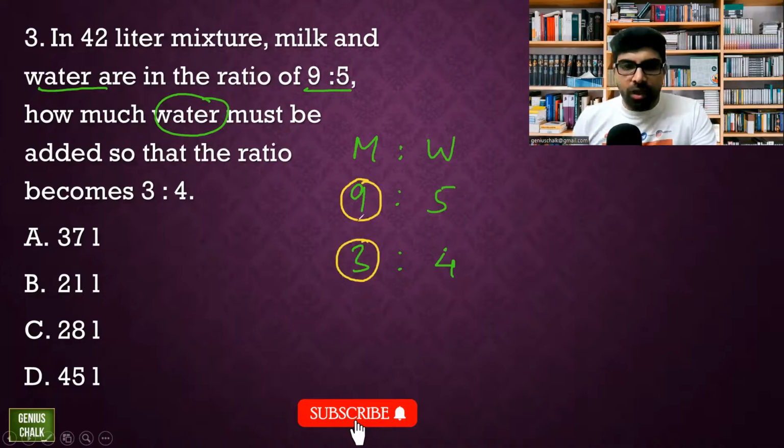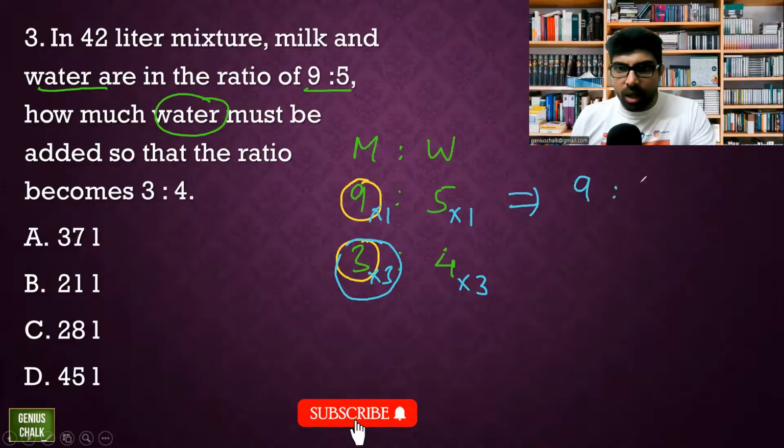So the point is, you have to make this ratio the same. Now how can we make it the same? What we can do, we'll multiply this ratio by 3. If I multiply this by 3, this becomes 9. And because 3 and 4 were both in the ratio, if 3 is multiplied by 3, 4 also should be multiplied by 3. And here 9 is multiplied by 1, 5 is also multiplied by 1. Now we have got the new ratio. What is that? 9:5 and 9:12. 4 3s are 12.